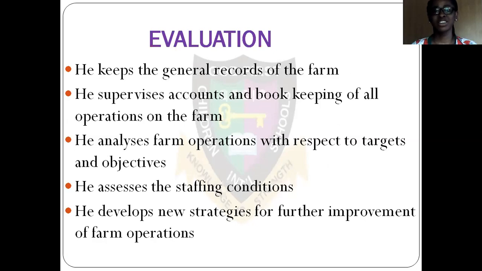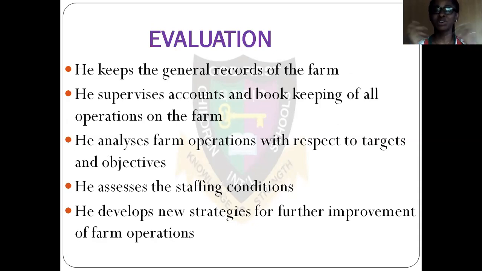Evaluation is another function of a farm manager. One, he keeps the general records of the farm. Two, he supervises accounts and bookkeeping of all operations on the farm. Three, he analyzes farm operations with respect to targets and objectives. Four, he assesses the staffing condition.